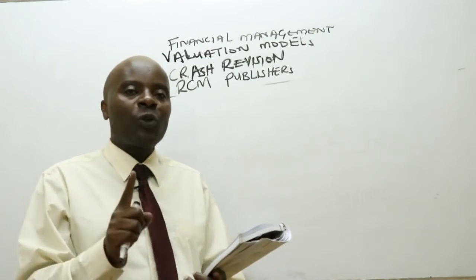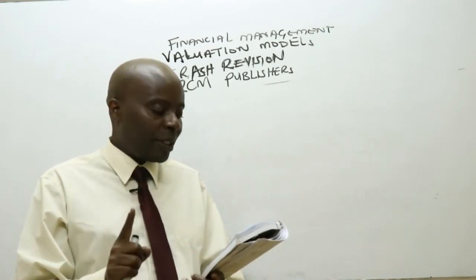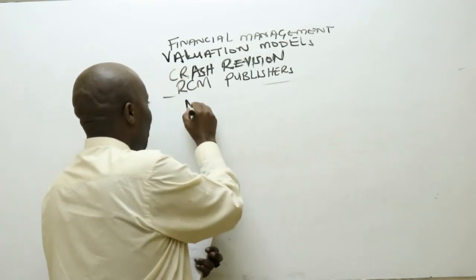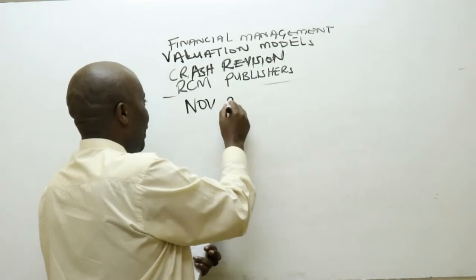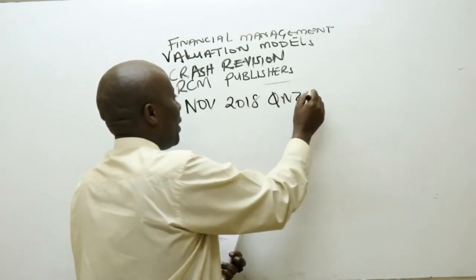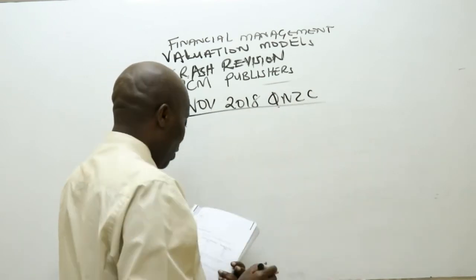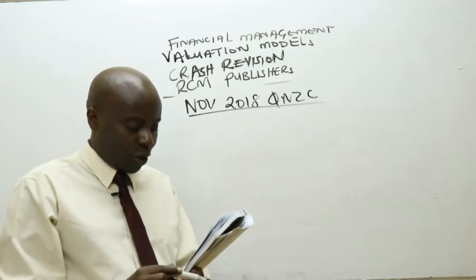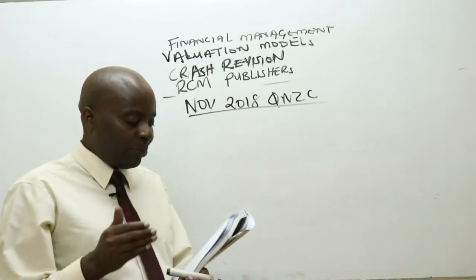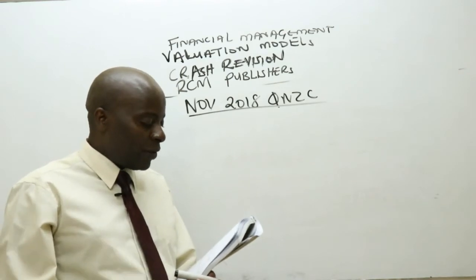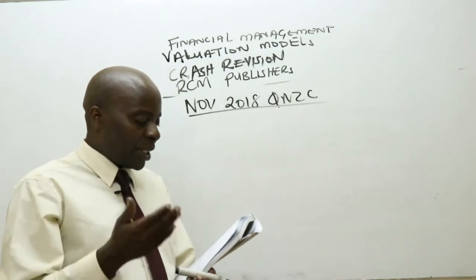So welcome to this particular session, ladies and gentlemen, which I'll be using to cover this financial management question, November 2018, question number 2C. We are told the earnings per share (EPS) and dividends per share (DPS) data for Maraba Limited over the last 5 years are provided. So I can see the dividends there.